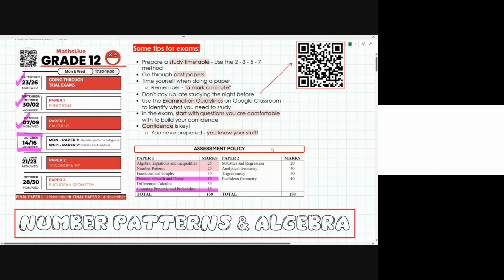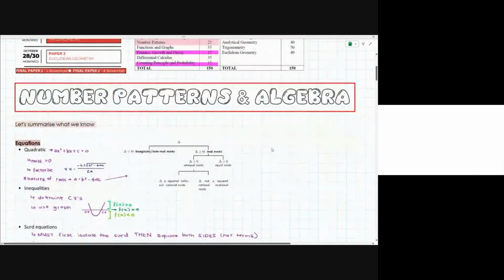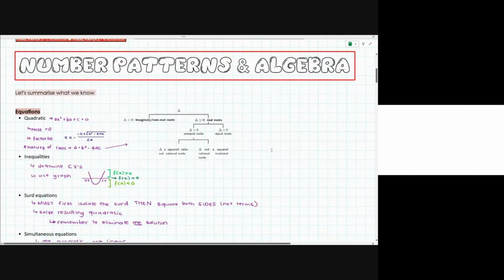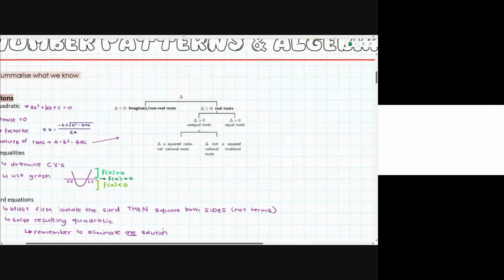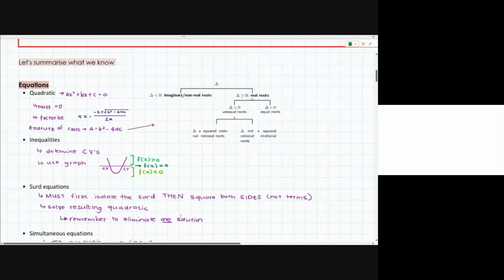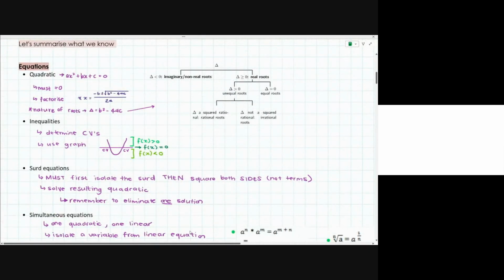So usually what I've been doing is writing down a summary with you, but because we have a limited amount of time, I've already written down a summary of everything that you need to know, and we're just going to quickly go through it. You can take screenshots, and then we're going to get into our questions.